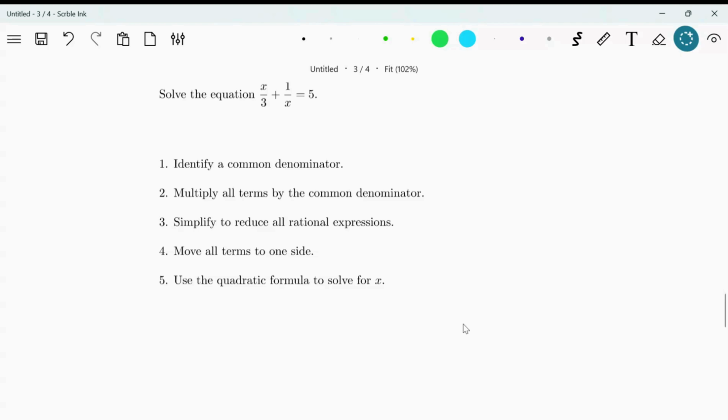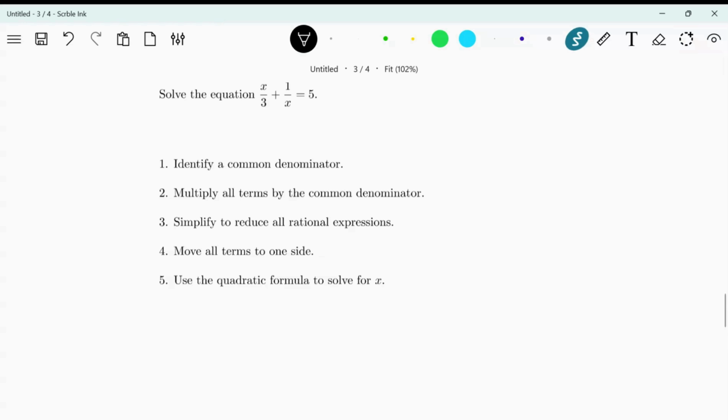This is your favorite tutor, Armand Houston, and today we're going to solve an equation where we have combined a linear expression with a hyperbolic one. So, how are we going to solve this? Number one, we are going to identify a common denominator. Number two, we'll multiply all terms by this common denominator. Number three, we'll simplify to reduce all of our rational expressions. Number four, we'll move all terms to one side. And finally, number five, we will use the quadratic formula to solve for x.